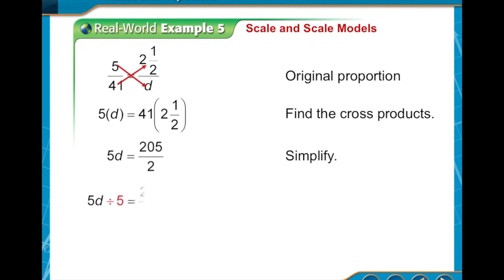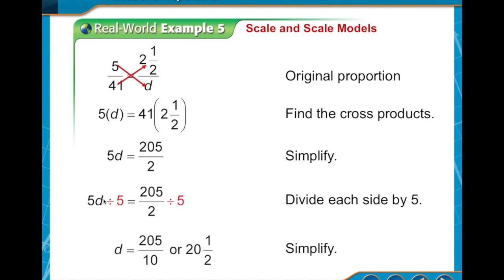We simplify. Notice the fraction. And then we divide because we have to get rid of this 5. We need d by itself. So d equals, there we see it, 205 over 10, or 20.5, which is also 20.5 as a decimal. So 20.5 is our solution. So then in real distance, based on the problem, it's 20.5 miles with our units.